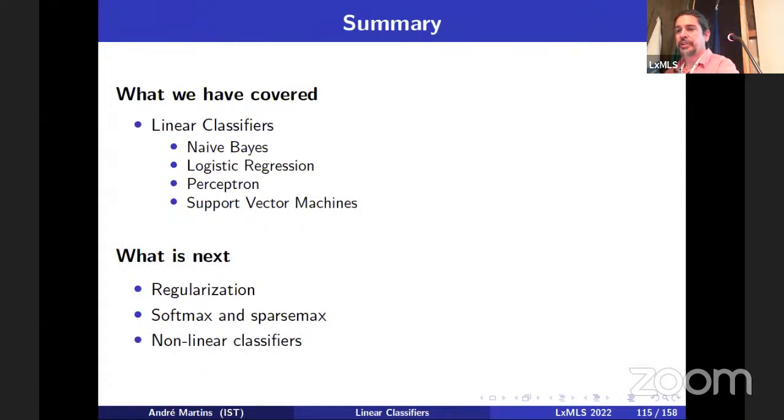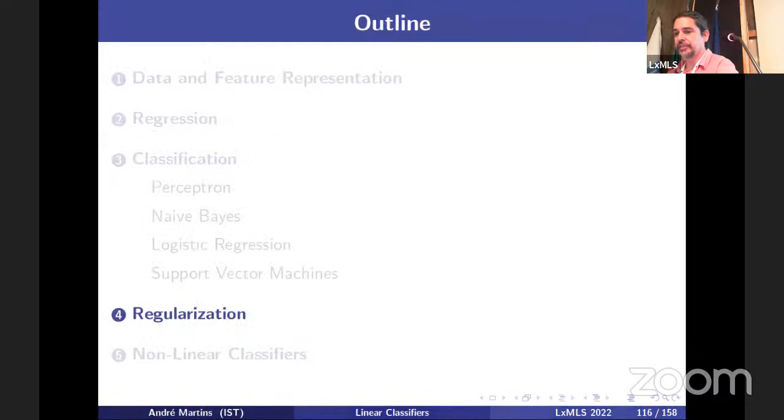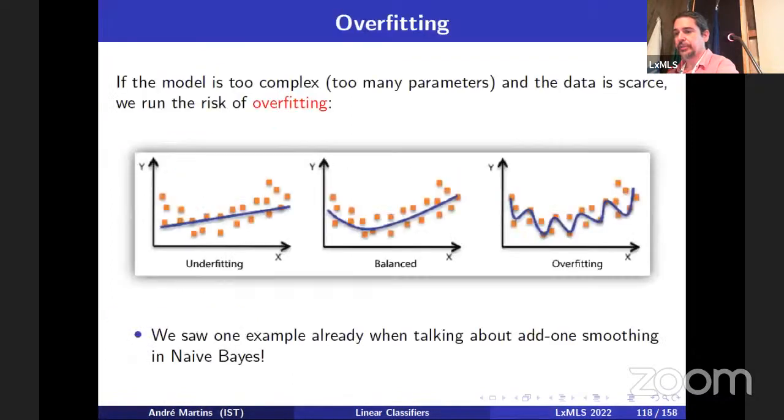In general, we have seen these different linear classifiers: naive Bayes, logistic regression, perceptron, and SVMs. And now we are going to talk a little bit about regularization. We probably don't have time to get into Softmax, but I can present the main idea, and then briefly nonlinear classifiers. So let's talk about regularization.